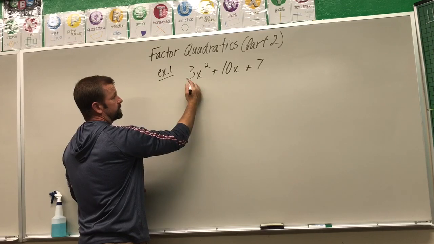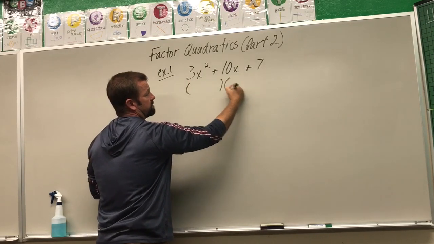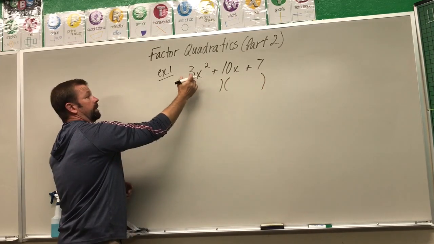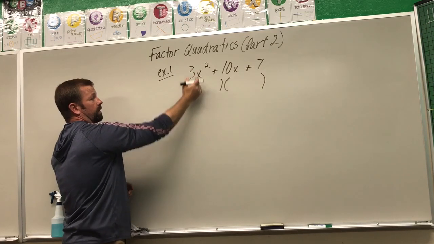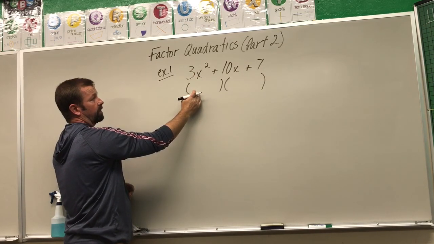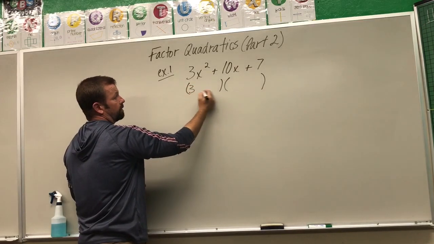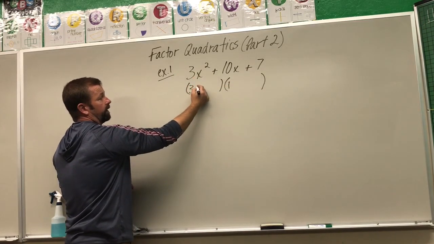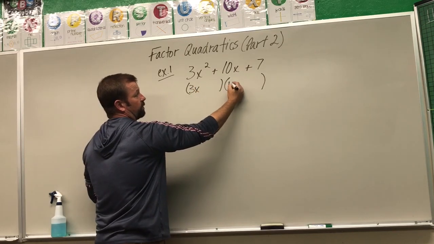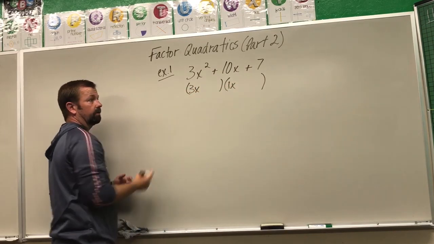So we're gonna set up two sets of parentheses, and we're gonna split our 3x squared up here, and factor 3 with a 3 here and a 1 here. And then x we're going to split up like we did before, but now this time we have a 3 out here.